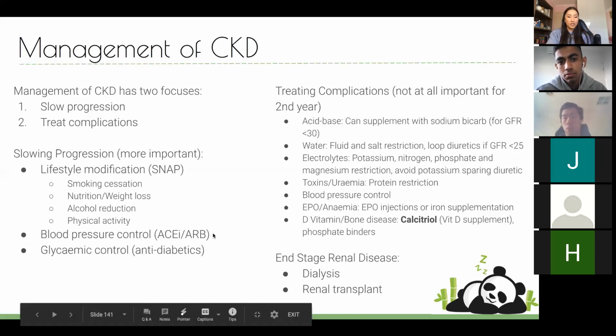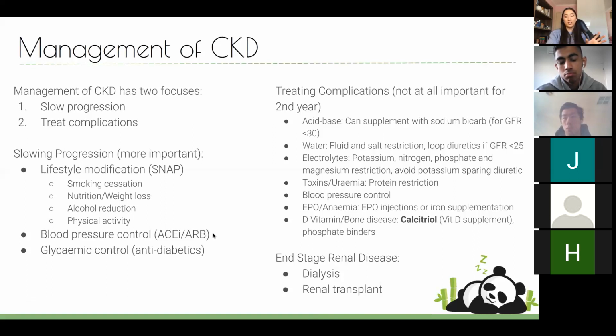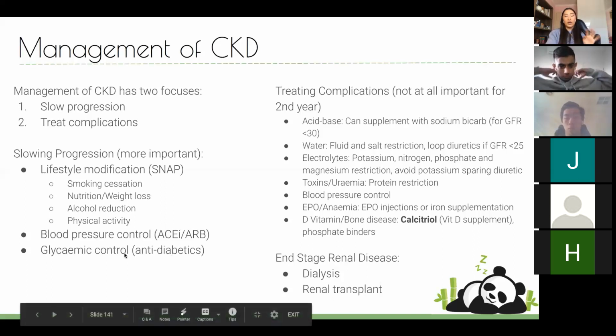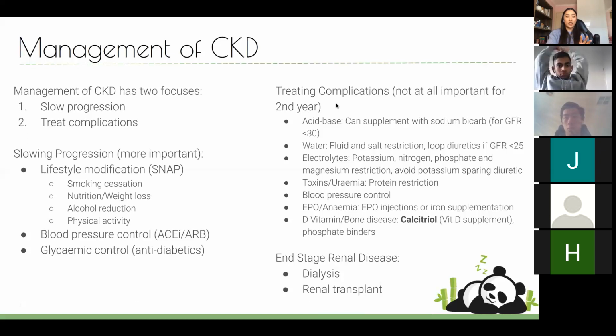If they are hypertensive, you give them ACE inhibitors or ARBs, because remember, those again are kidney protective. And if they're diabetic, you want to treat it aggressively with anti-diabetics to manage their blood glucose levels and keep it within a healthy normal range. Again, we'll talk more about diabetes later. And then treating complications. You really don't have to know this for second year at all. You barely talk about management in second year. But I put it in there just for the sake of interest if anyone wanted to know.